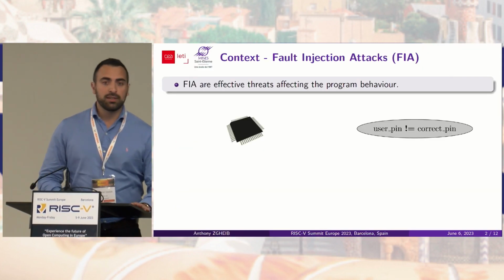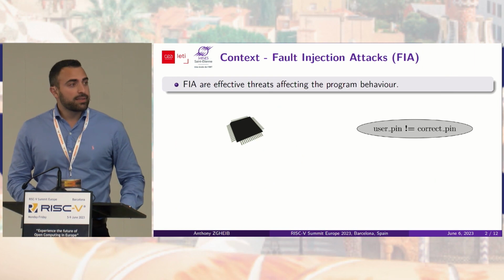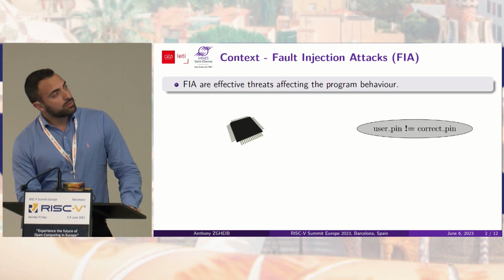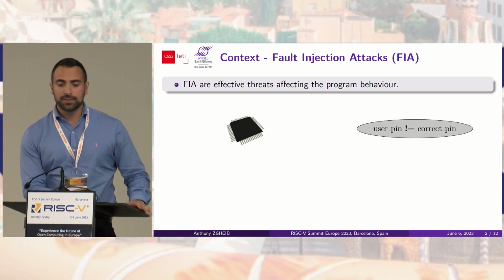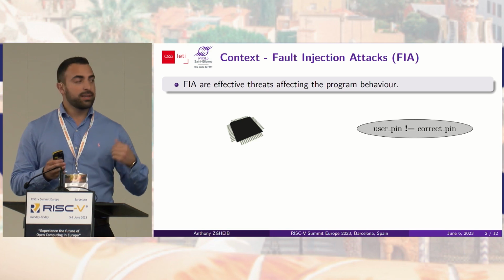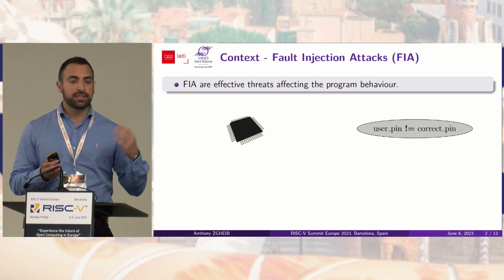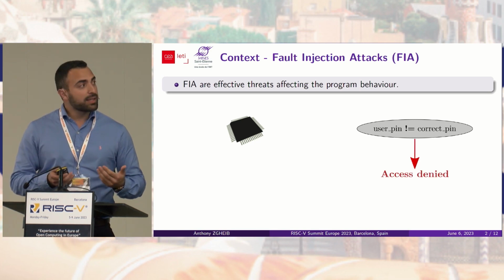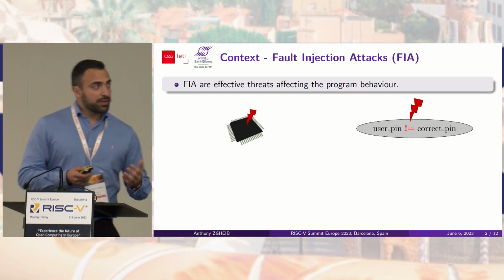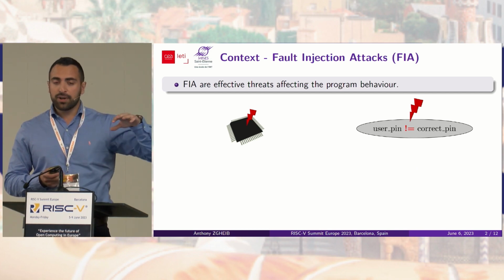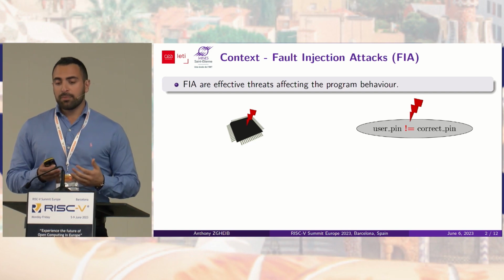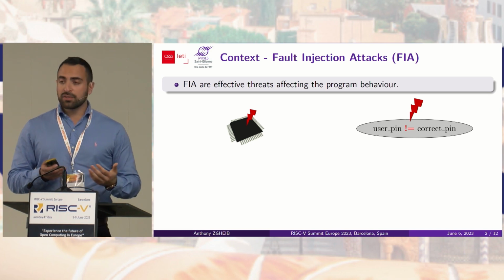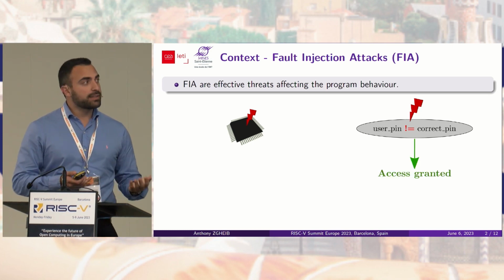Firstly, to talk a little bit about the context. Fault injection attacks are powerful attacks that can change the behavior of a program. As we can see here, a small example of a microprocessor compares a user pin code to a correct one stored in its memory. In the normal behavior, since these two pin codes are different, access will be denied. However, injecting a fault attack on this operation on a RISC-V core can bypass the verification by skipping or corrupting the result of this verification. In this case, even though the two pins are different, the access will be granted.